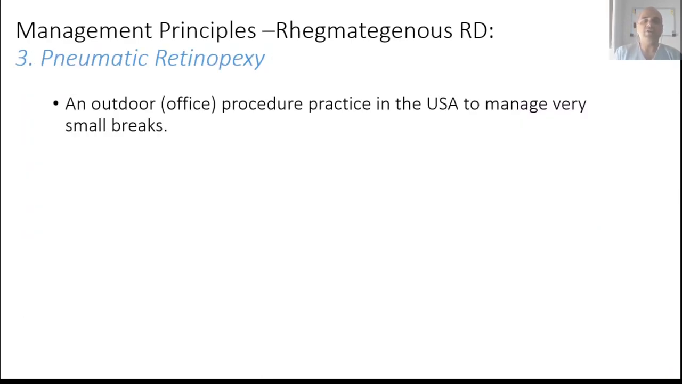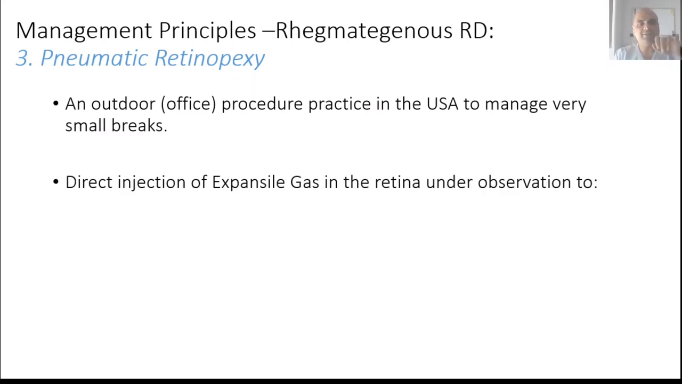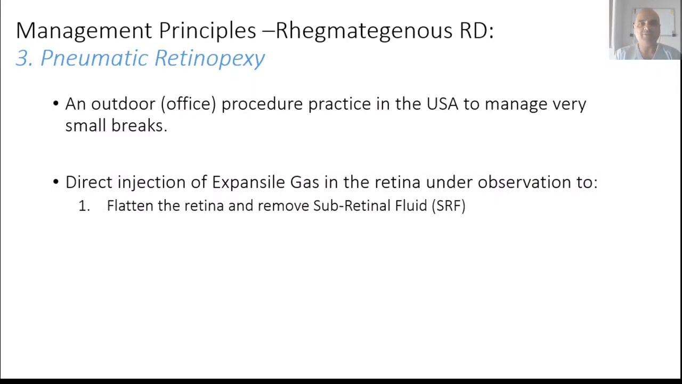The third way of repairing a rhegmatogenous RD is called pneumatic retinopexy. Pneumatic retinopexy was popularized in the US. It's an outpatient procedure or an office procedure. It's also done in Pakistan, and it's used to manage very small breaks. It just involves direct injection of an expansile gas into the vitreous cavity through the pars plana. And that would flatten the retina and, through its pressure, also remove the subretinal fluid and close the break and provide tamponade.